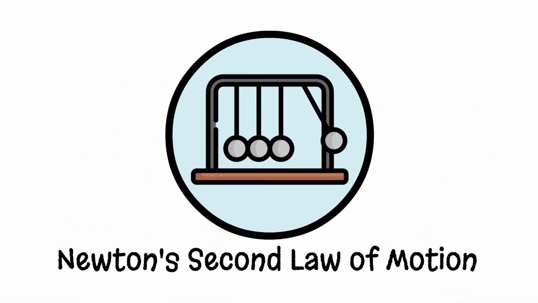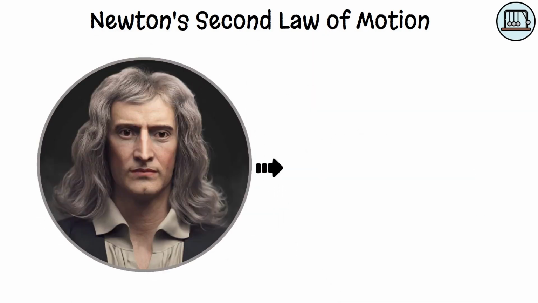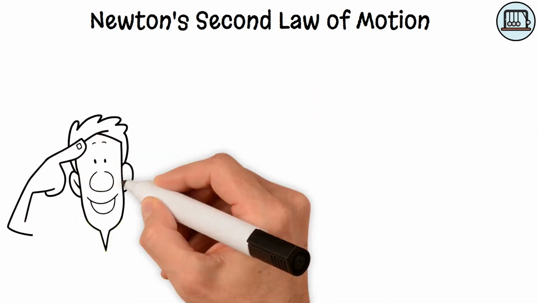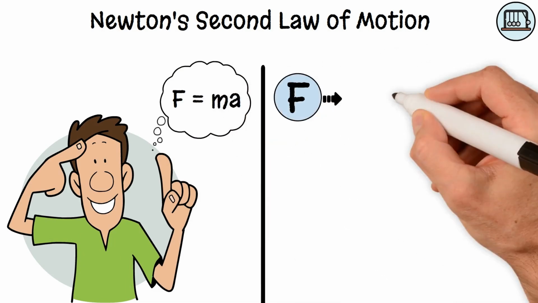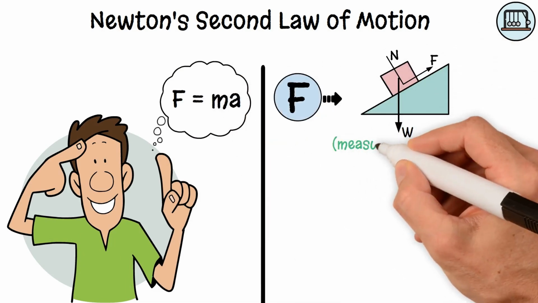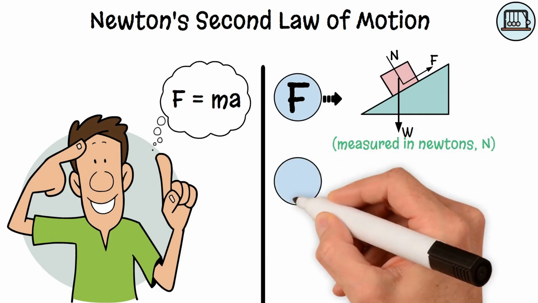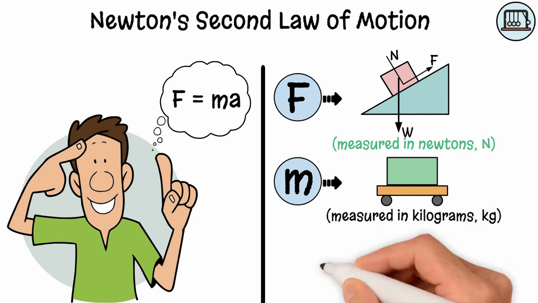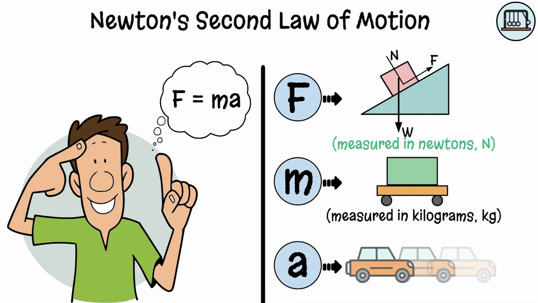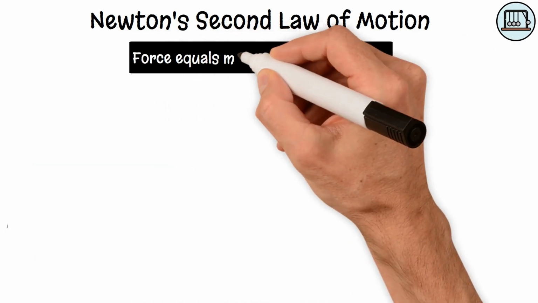Newton's second law of motion. Isaac Newton, the father of classical mechanics, gave us two fundamental equations. F equals ma, where F represents the net force acting on an object measured in newtons, and m represents the mass of the object measured in kilograms, kg. a represents the acceleration of the object measured in meters per second squared, m/s squared. Force equals mass times acceleration.